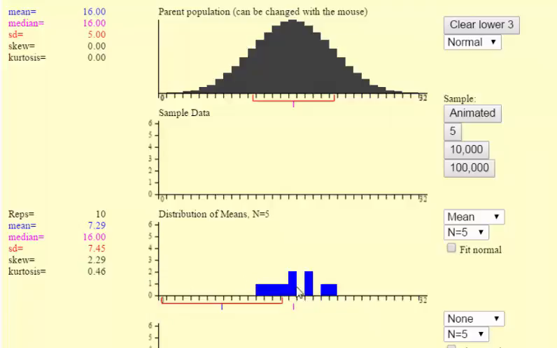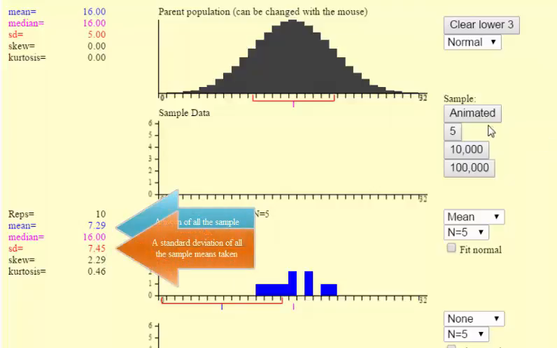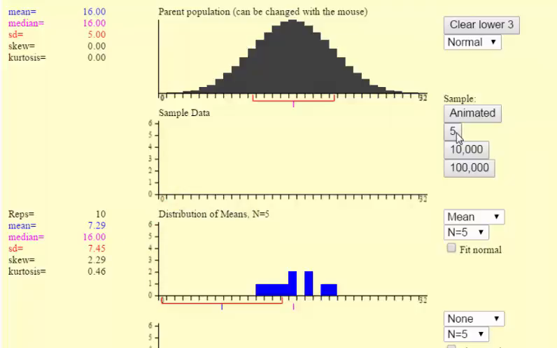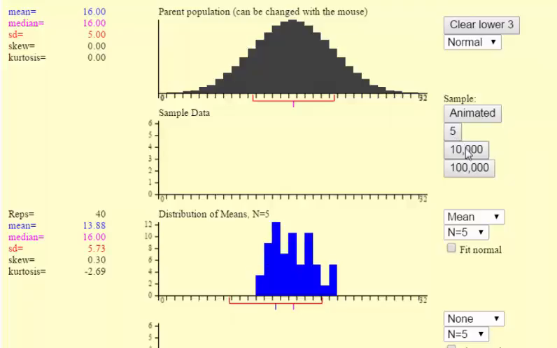The more sample means we have plotted down here, now we have a mean of those sample means, 7.29, and a standard deviation of 7.45. I'm going to keep taking random samples of 5, and their sample means are computed down below, and we're building a histogram. Watch how these numbers change, the mean and the standard deviation, as I take more and more samples from my parent population, 5 at a time. Now I'm going to take 10,000 samples.